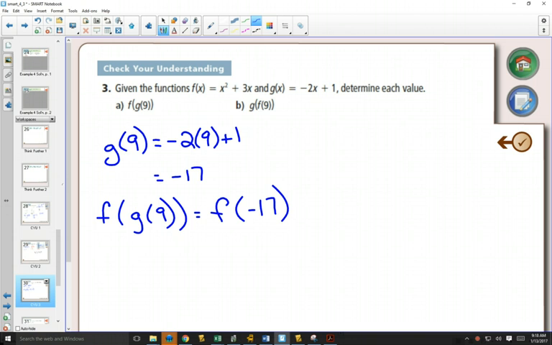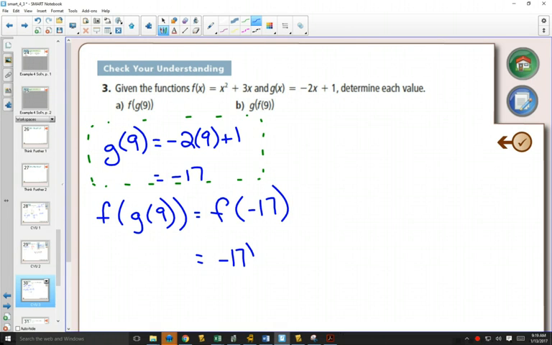So I did a little bit of work here separately inside the green box here to figure out what g of 9 was first. And then my notation and my trying to write things clearly, I can now say, well, what I originally want to find was f of g of 9. And now that I know that g of 9 is negative 17, I can write that as f of negative 17. Now f of negative 17, that means we're going to plug in negative 17 into f of x.